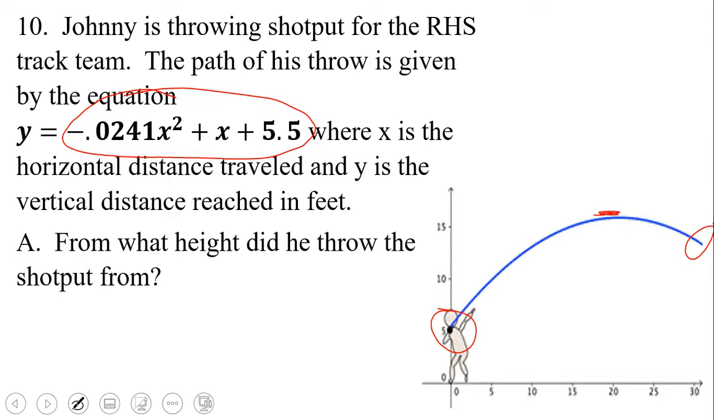So starting off, from what height did he throw the shot put from? Luckily for us, the starting height is, of course, the y-intercept, which means he is throwing it from 5.5 feet. No work required.